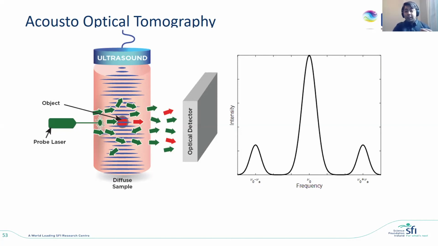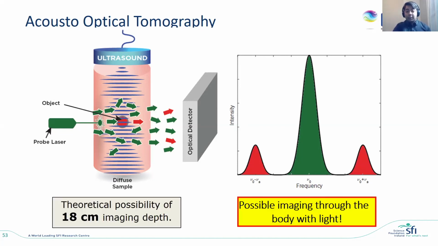So the optical detector would detect mostly the radiation from the laser, but there would be some radiation with a frequency shift of the ultrasound. And if we tag these, it is possible to image up to 18 centimeters deep, which means it is possible to have a biochemical profile of the whole body. So we are moving towards Star Trek, or the tricorder at least.